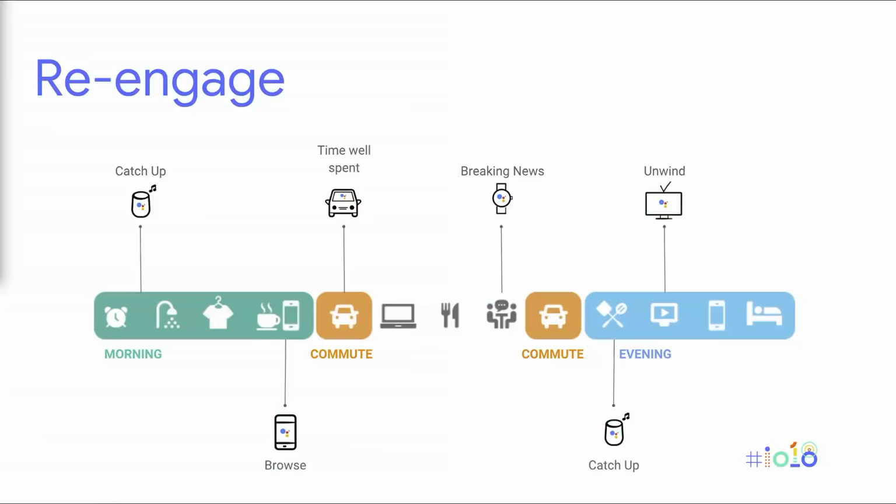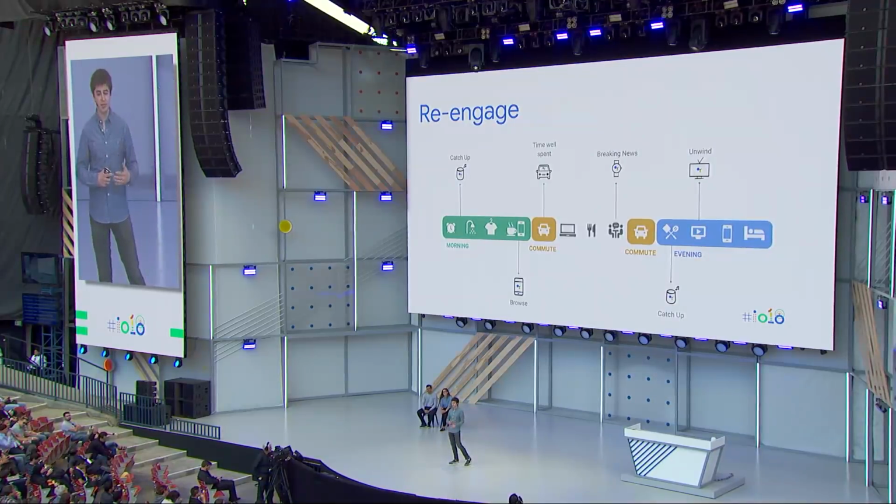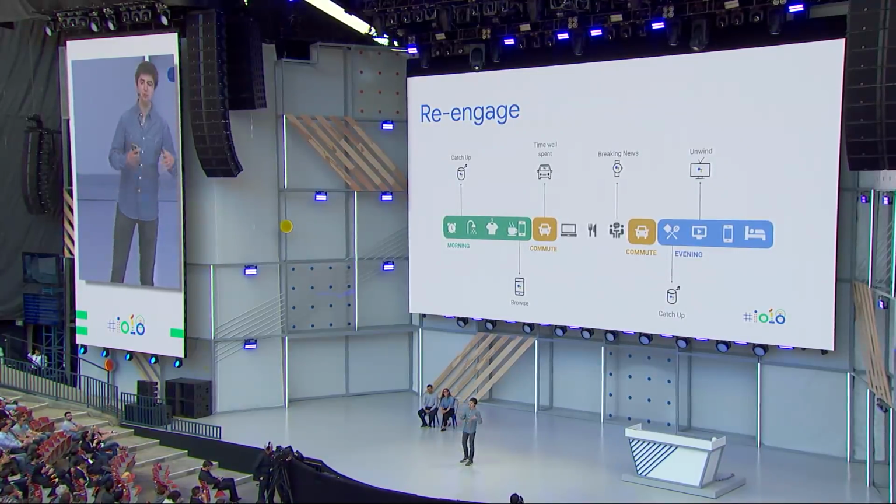In the morning, when they're trying to get out the door, during their commute so they can be productive on the go, and in the evening when they're trying to de-stress and relax. So in these key moments, users are highly engaged and they keep coming back to the assistant. And by optimizing for these moments, the assistant can drive organic discovery and retention to your actions. So if you'd like to learn more about driving engagement, come to Thursday's session on building a user base for your actions.